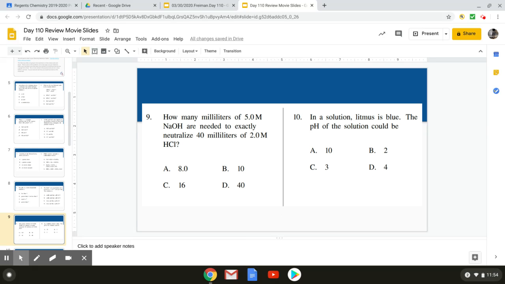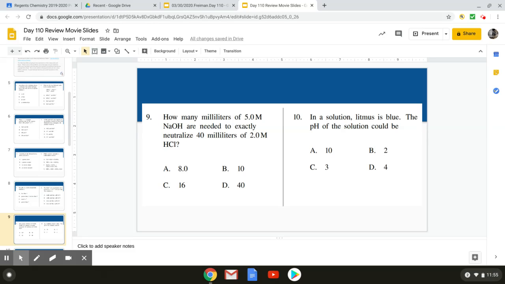Number 9, how many milliliters of 5 molarity sodium hydroxide are needed to exactly neutralize 40 milliliters of 2 molarity HCl? This is a titration neutralization formula. Should have used the reference table. It's molarity of the acid times the volume of the acid equals molarity of the base times the volume of the base. So 2 times 40 equals 5 times x. 2 times 40 is 80, and then 80 divided by 5, and you should have had the answer, let's see, 16 right here, choice C. So you need a calculator for that one.